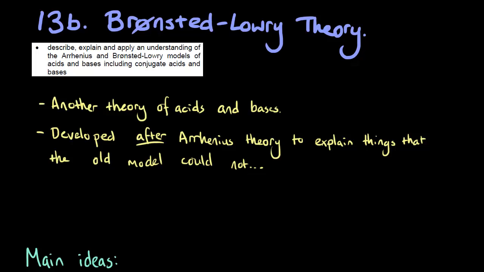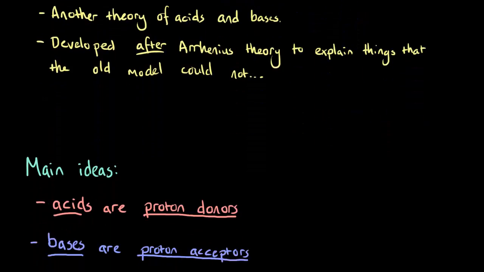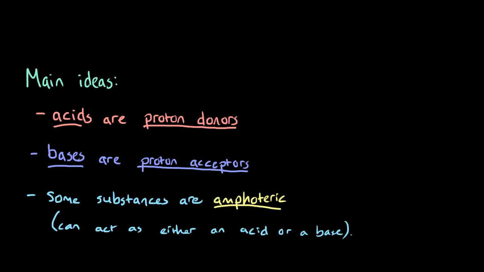For example, it could not explain why ammonia is basic, because according to Arrhenius theory, bases needed to have OH in their formula and ammonia did not. So this theory was an expansion on Arrhenius theory that could account for all of those things that Arrhenius theory could not. Alright, there are three main ideas which make up the foundation of Bronsted-Lowry theory.